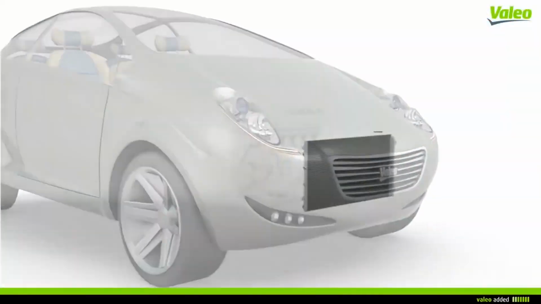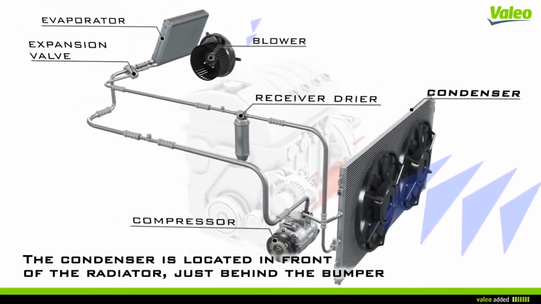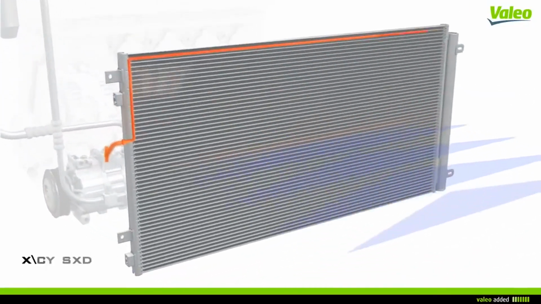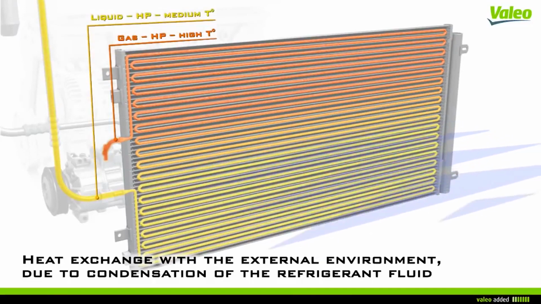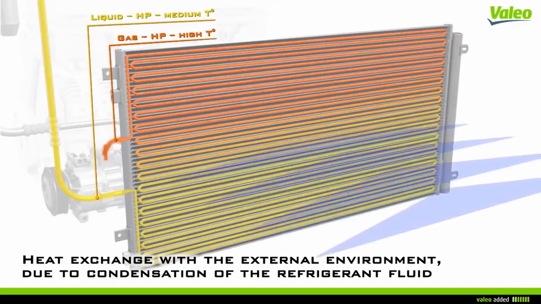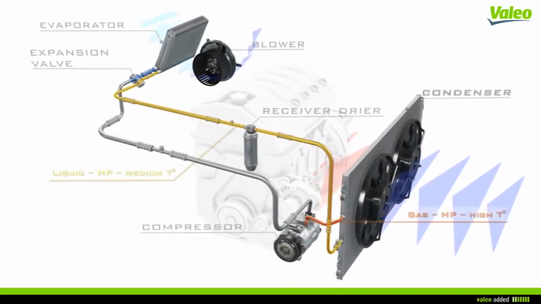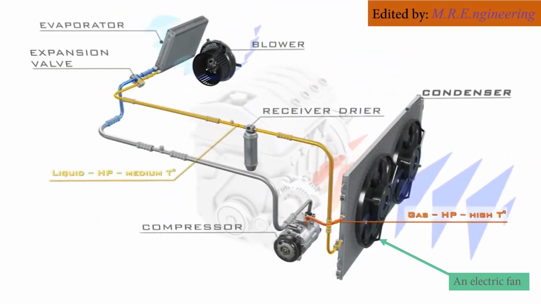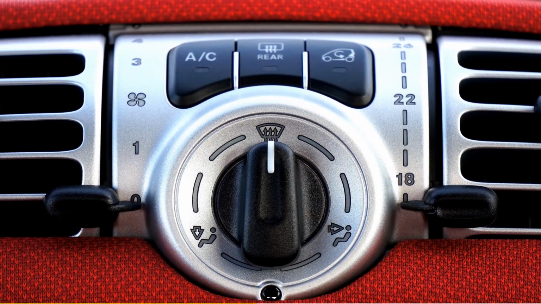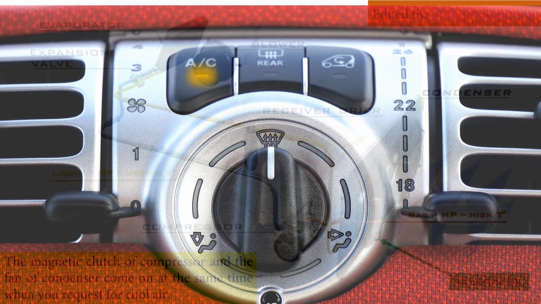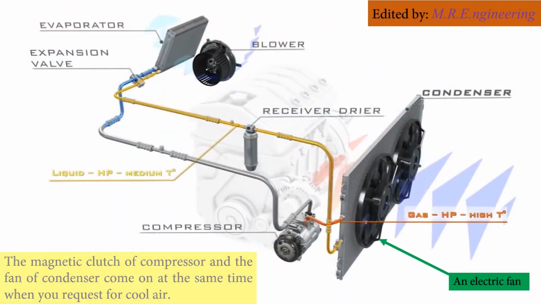Now, after the compressor, we have the condenser. Input of condenser is high pressure and hot gases refrigerant, and its output is high pressure liquid refrigerant. So you can easily understand what happens in the condenser. In simple words, we can say that using a fan, refrigerant dumps a large amount of its heat energy in the condenser. When you request for cool air by pressing AC switch, other than the magnetic clutch of the compressor, ECU turns on the fan in front of the condenser.